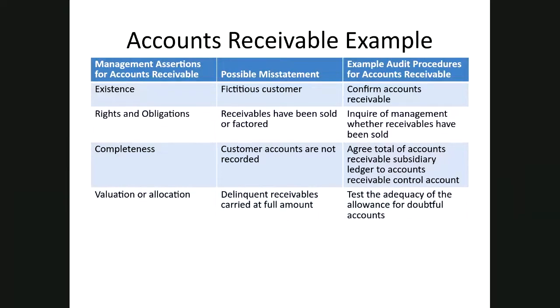For valuation and allocation, the risk there with AR, of course, is that they could have receivables that aren't collectible that have been recorded at their full amount. And so the procedure there is all about testing the adequacy of the allowance for doubtful accounts. We'll be looking at things like historically, what has been the adequacy of the allowance, what is the rate at which they get paid back, what is the historical write-off rate, things like that.